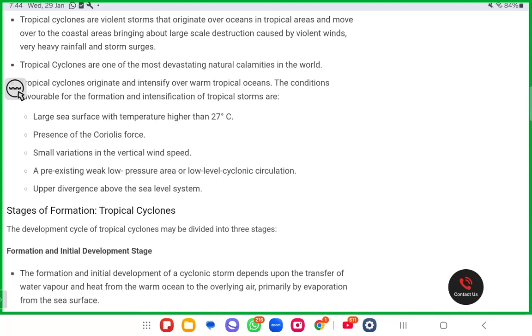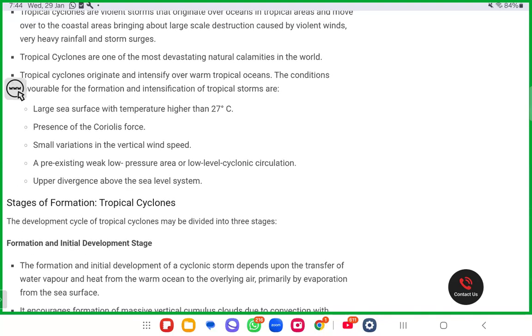That is why it occurs in the northern hemisphere in the summer between July and October, and in the southern hemisphere during the autumn in December and March, because in the southern hemisphere, autumn is equivalent to summer in the northern hemisphere. So large sea surface temperature higher than 27 degrees Celsius will be one of the factors we have studied.